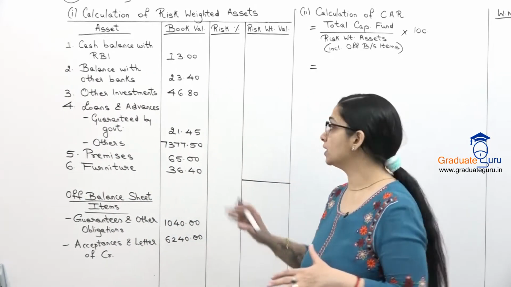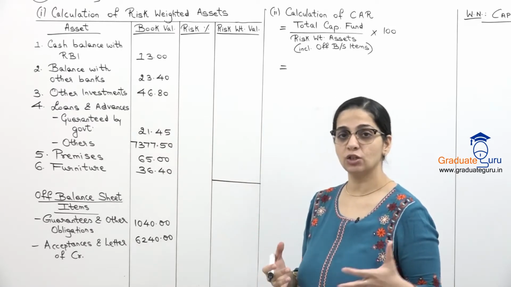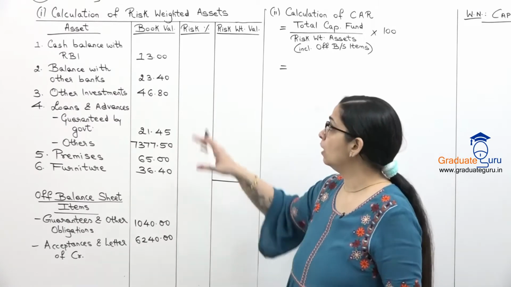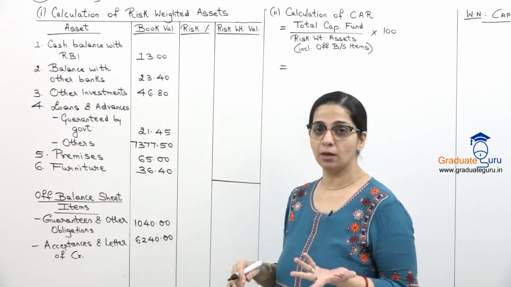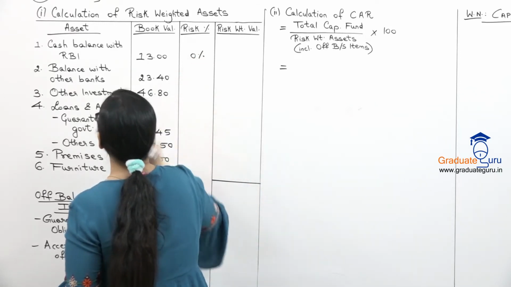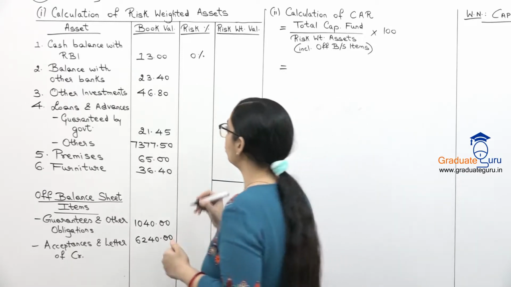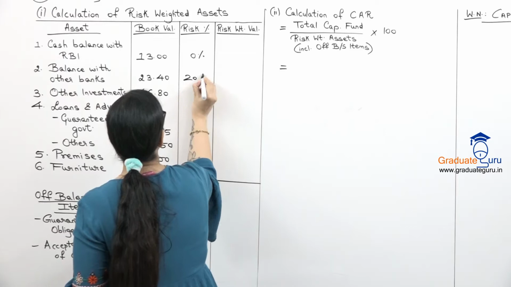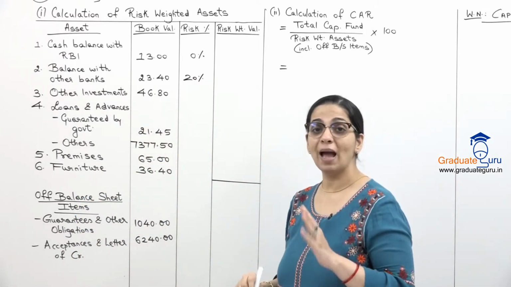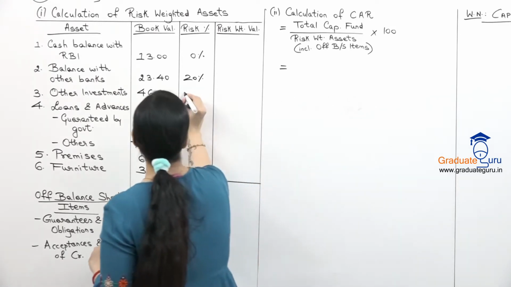So now we have to decide what are the weights which we will take. We had discussed in the last session which assets are more risky and which are less risky. So the first one, cash balance with RBI is the least risky. So this is 0%. Balance with other banks has a little risk, as I explained to you last time also. So this will be 20%. Other investments which are not backed by the government, here there is full risk, so we'll take it as 100%.